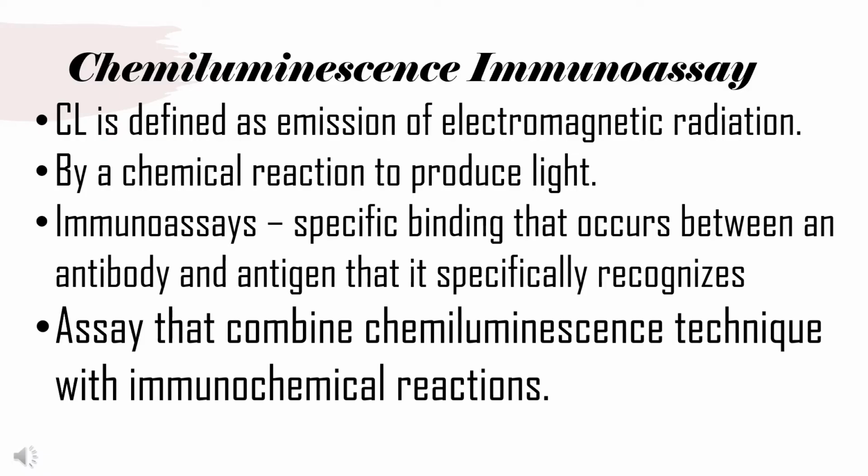CL or chemiluminescence is defined as the emission of electromagnetic radiation caused by a chemical reaction to produce light, while immunoassay is a test based on the specific binding that occurs between an antibody and an antigen that it specifically recognizes. Chemiluminescence immunoassay is an assay that combines the chemiluminescence technique with immunochemical reactions.